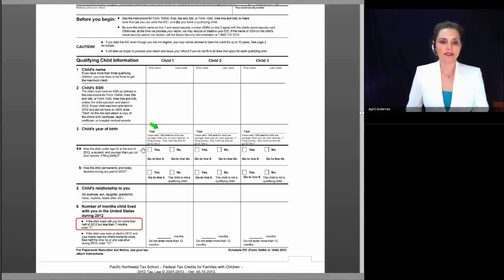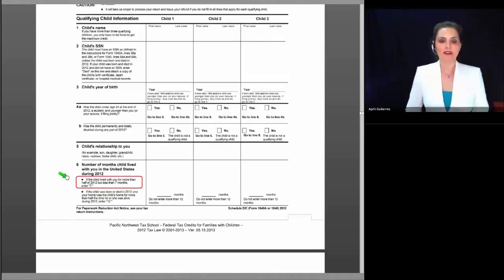You check the box that says, was the child under age 24 at the end of the year, a student and younger than you, or your spouse if filing jointly? The answer is yes or no. Or B, was the child permanently and totally disabled? And then 5, child's relationship to you. Example, son, daughter, grandchild, etc. They want you to put the relationship of the child in the space provided.